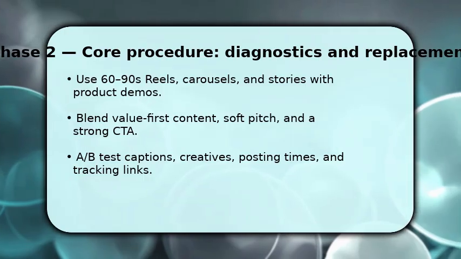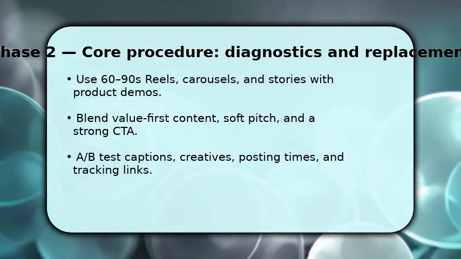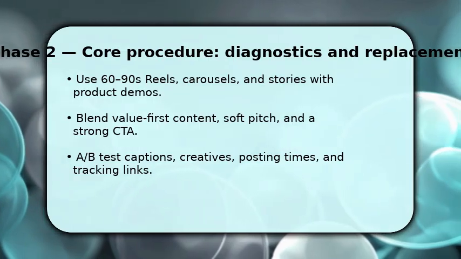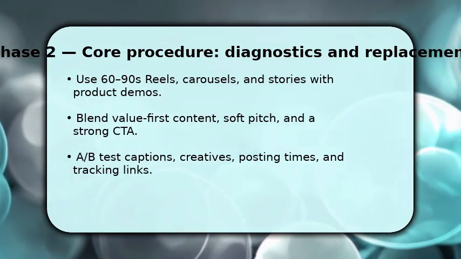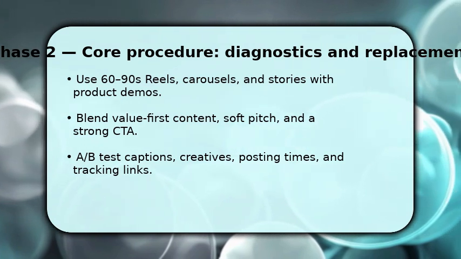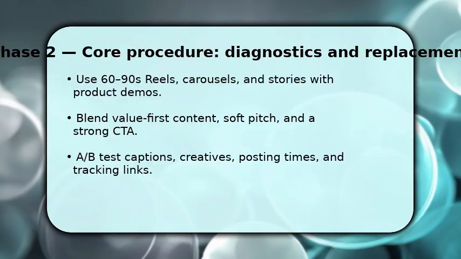Once done, layer a soft pitch with social proof, testimonials, screenshots, and a clear CTA. Make sure to A/B test captions, thumbnails, posting times, and tracking links. Consistent iteration finds what converts, and then you double down on winners to grow revenue.